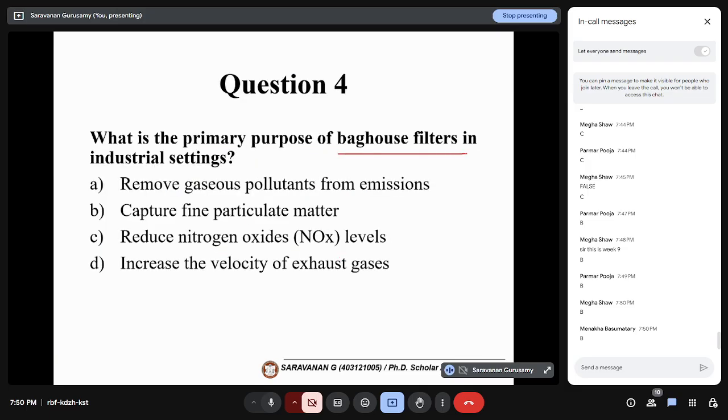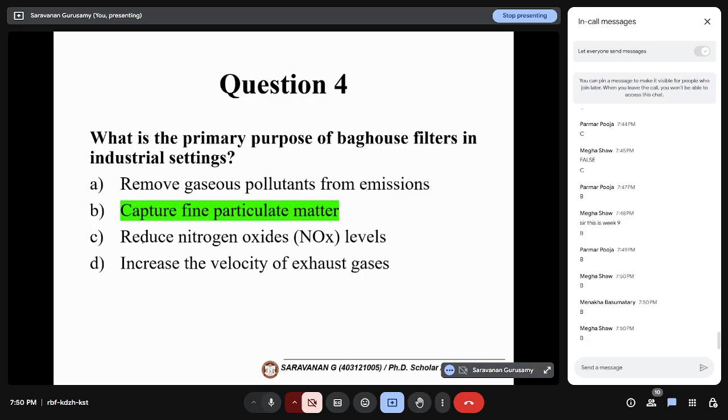What is the purpose of baghouse filters? Filters are having bags or filter cloths that will remove fine particulate matter. These are all only for particulate matters. Venturi scrubbers, gravity settlers, baghouse filters, cyclone separators, electrostatic precipitator. All these five are for particulate matters.